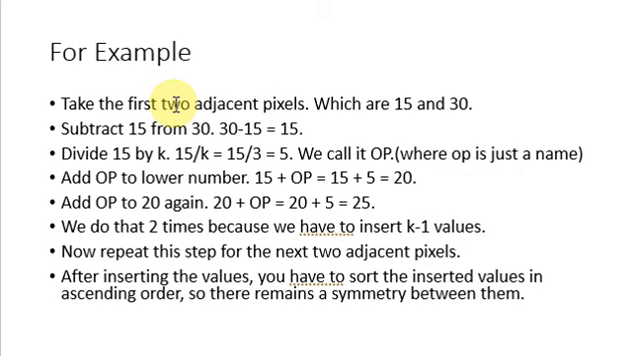Again we will add the OP to 20, so 20 plus 5 equals 25, and we will repeat these steps up to K minus 1 times, which is 3 minus 1 equals 2. So that was for only the first two adjacent pixels. Now we will repeat this step for the next two adjacent pixels.